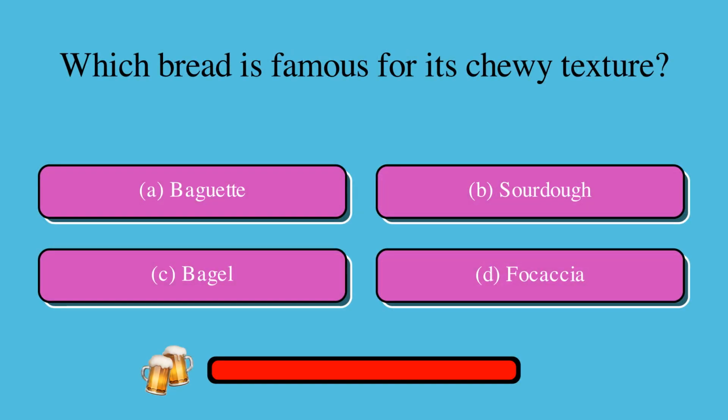Which bread is famous for its chewy texture? Is it A, baguette, B, sourdough, C, bagel, or D, focaccia? The correct answer is C, bagel.